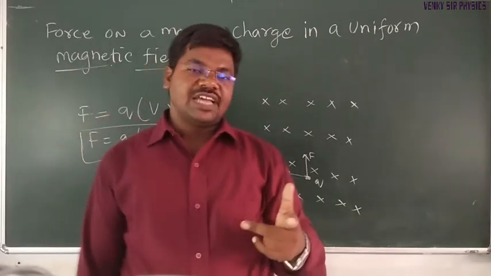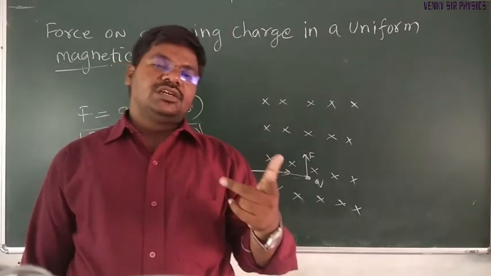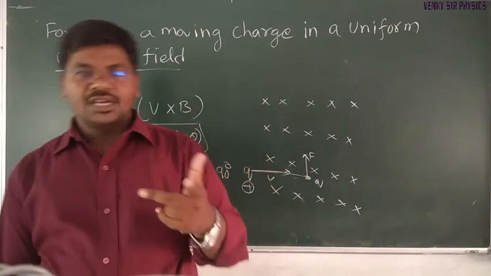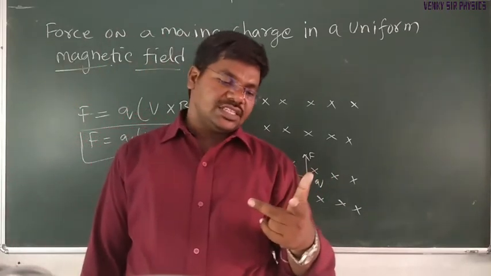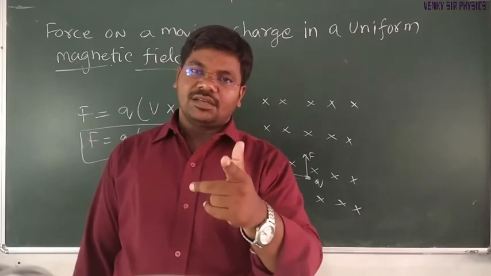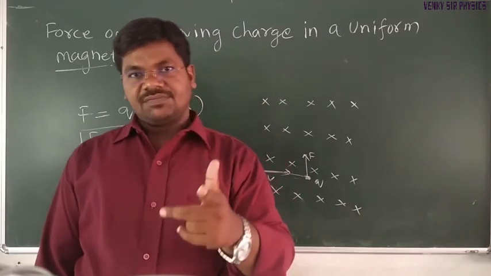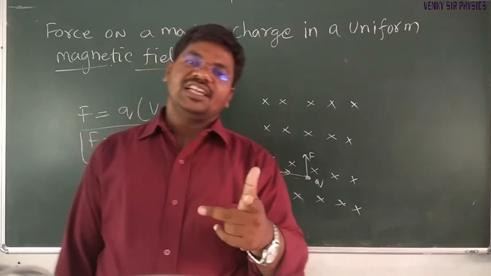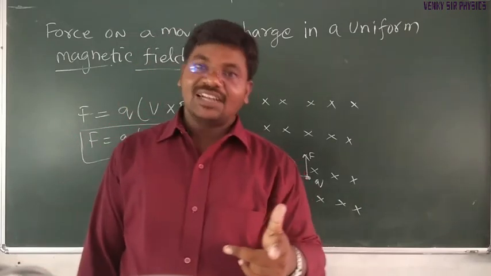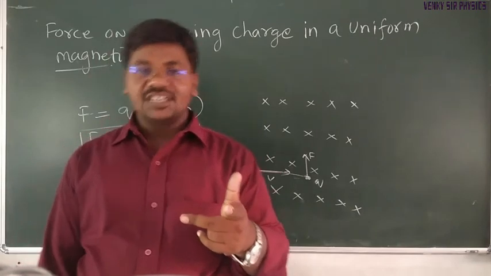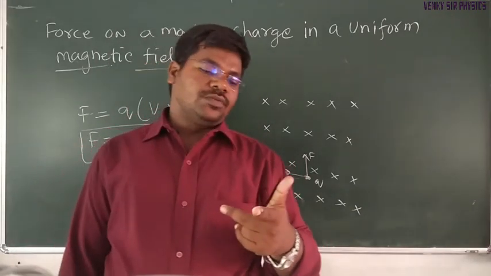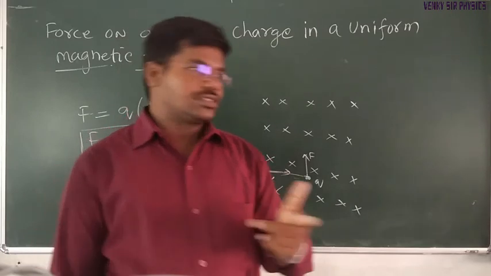take your left hand and arrange three fingers mutually perpendicular to each other: thumb, middle finger and forefinger. In this case, the forefinger always indicates the direction of the magnetic field. The middle finger indicates the motion of charge or current direction. So by using two fingers, we can find the third one, that is force. Okay, see here.